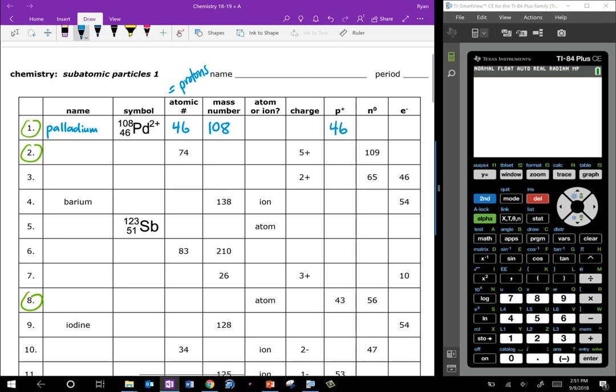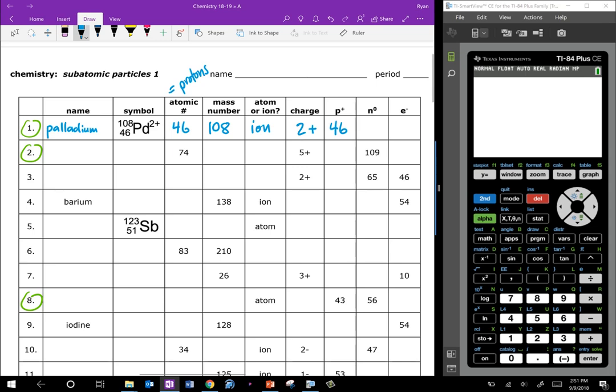Is this an atom or an ion, the question says next? Well, because it shows a charge in the top right corner, we can assume that this is an ion, or we know that this is an ion. It's an ion because it has a non-zero charge, and it has a charge listed of 2+. So I'm going to go ahead and put that in, just pulling all that information off of the symbol that was given.